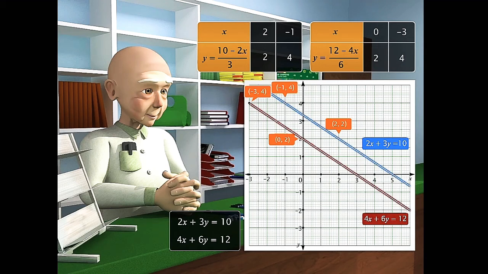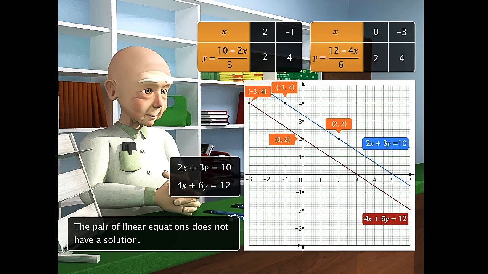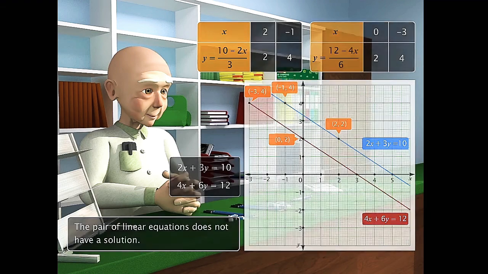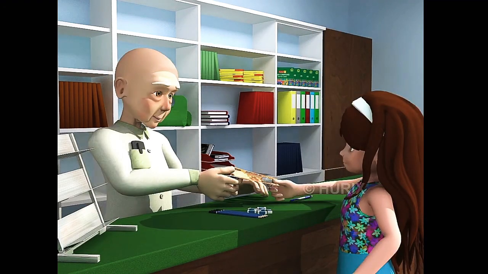Observe that the lines are parallel to each other and they never meet. Therefore, we say that the pair of linear equations does not have a solution. So Seller cannot determine the cost of an individual pencil and eraser using these 2 combinations.